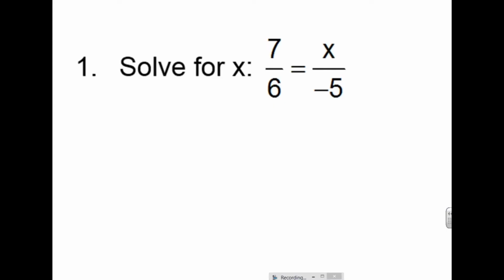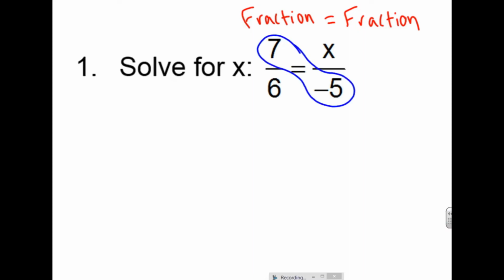So the first thing I noticed about number 1 is that it's a proportion, because it's a fraction that is set equal to a fraction. That's the definition of a proportion. And when we're looking at a fraction equal to a fraction, my first thing I should think is cross multiplication. Again, that's cross multiply.